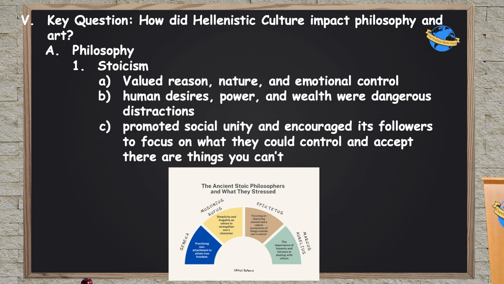The first philosophical school I want to talk about is actually one of my favorites that I follow myself. It's called Stoicism. Now, Stoics value reason, nature, and emotional control above all else. They say that human desires, power, and wealth are all dangerous distractions that get us away from their true goal of life. They want to promote with their ideas social unity and encourage followers to focus on things that you can control and accept that there are things you just can't.